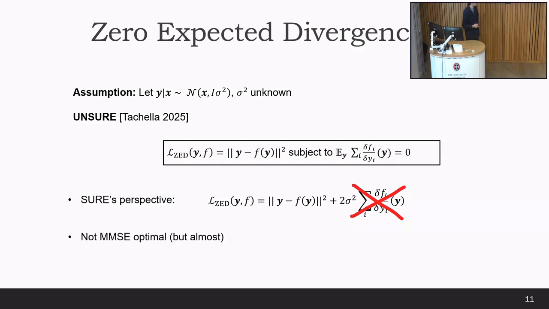So this will not be optimal. We will not get the MMSE estimator, the posterior mean, by solving this problem. Why? Because the posterior mean does not verify this constraint in general. And we'll see more tomorrow. But we'll see also tomorrow that this is almost MMSE optimal. But it's kind of safe, and not knowing the noise level, it's not a big price to pay. We'll see tomorrow other generalizations.